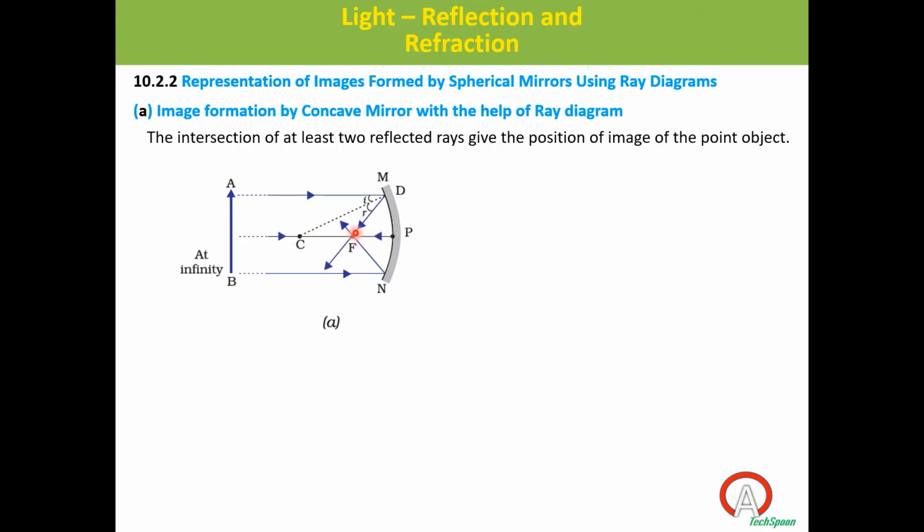The intersection of the reflected rays, you have to be very careful. Not the intersection of the incident rays. The intersection of the reflected rays gives the position of the image. So here we will get the position. We will get the image at the focus. So for an object at infinity, you will get the image at the focus.